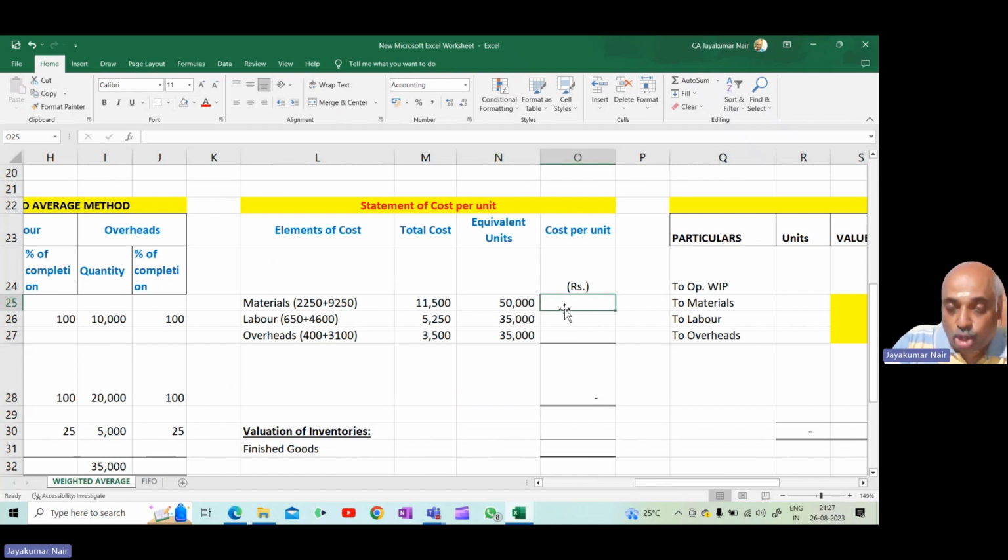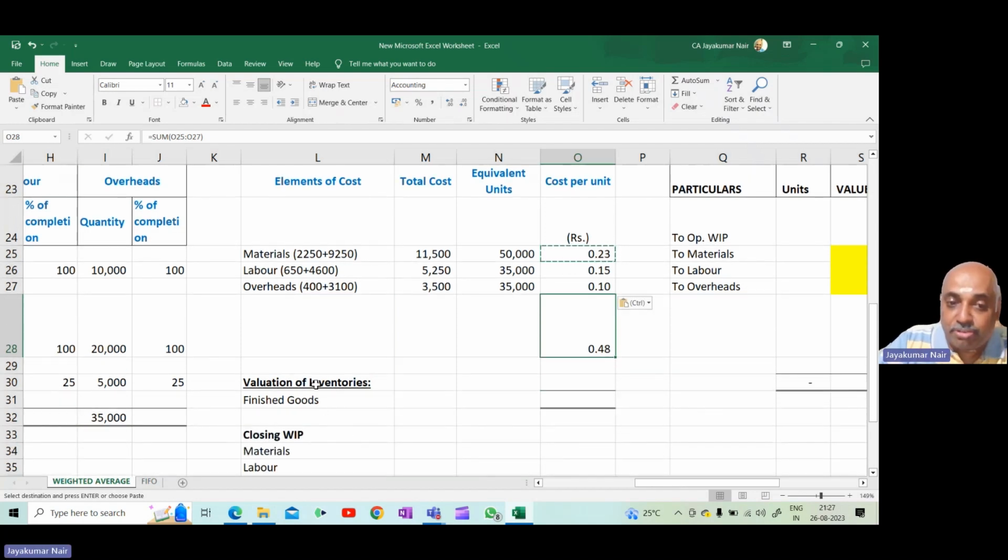So I have taken the equivalent production or equivalent units. Now, how do I find the cost per unit? So the cost per unit is the total cost divided by the total number of units. So this is the cost per unit. So cost per unit is material 0.23, labor 0.15, and overheads 0.10. So the total is 0.48. So now what happens? You have to find out what is the value of finished goods. That is goods which is transferred to the next process.